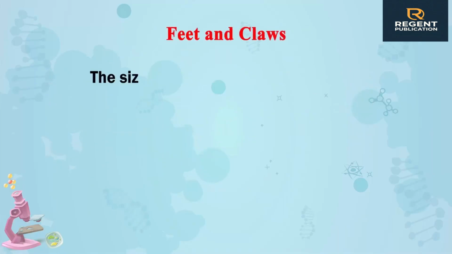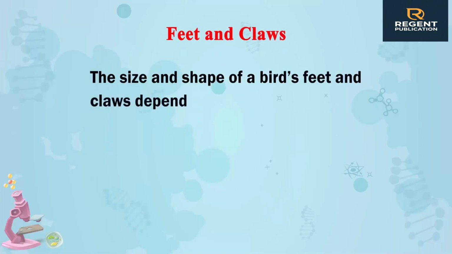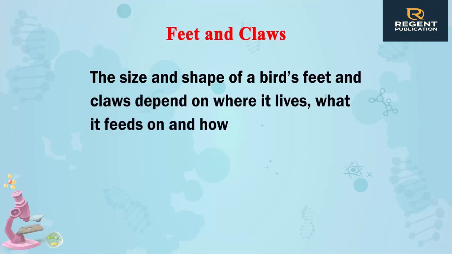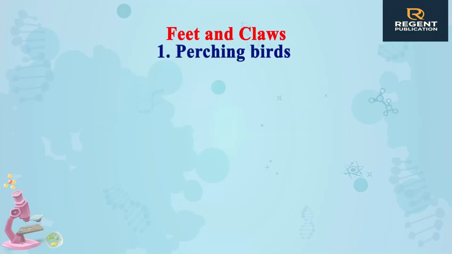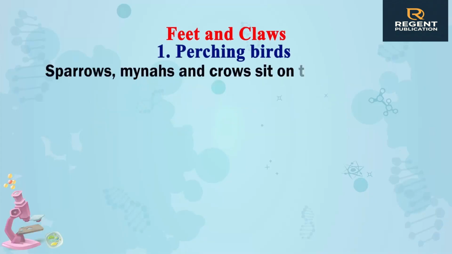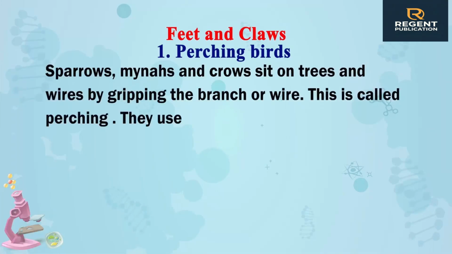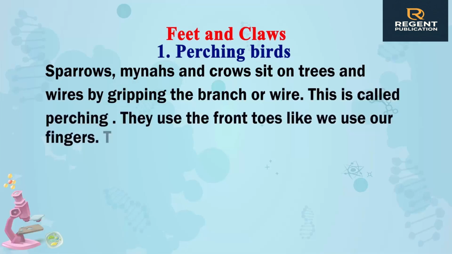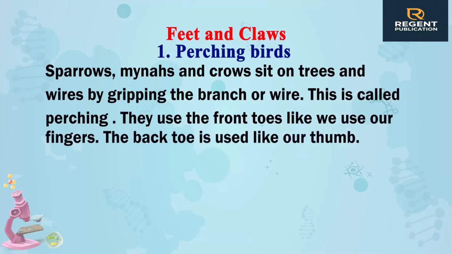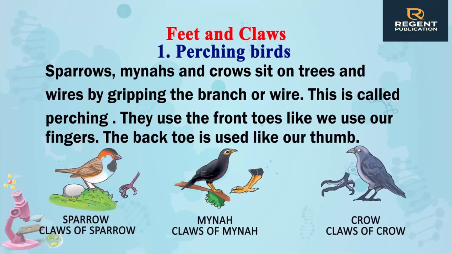Feet and claws. The size and shape of birds' feet and claws depend on where it lives, what it feeds on and how it eats. Perching birds. Sparrows, mynas, and crows sit on trees and wires by gripping the branch or wire. This is called perching. They use the front toes like we use our fingers. The back toe is used like our thumb.